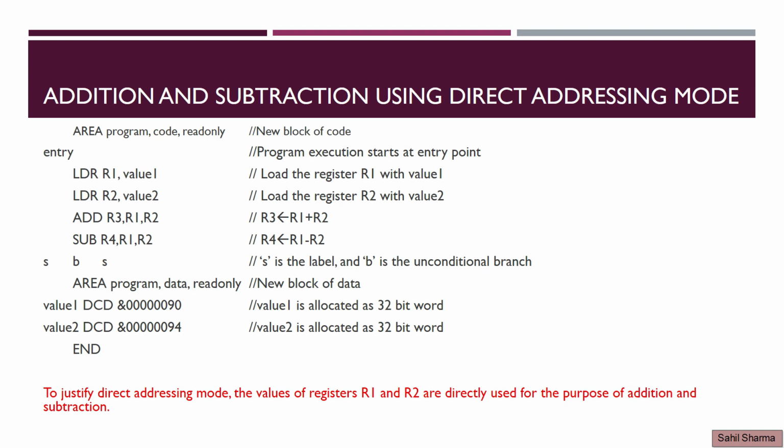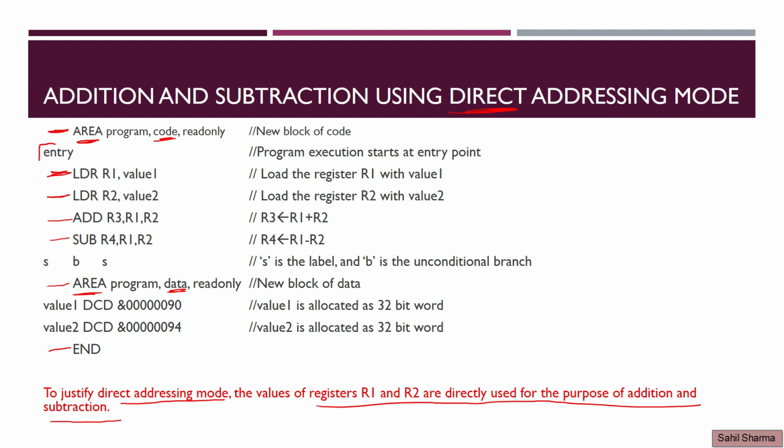The technique is by using direct addressing. So what does direct addressing mode mean? To justify the direct addressing mode, the values of registers R1 and R2 are directly used for the purpose of addition and subtraction. So we have two blocks here. The first block is the area code and the second block here is area data. Now the indentation matters here. So you would see that the space is constant at these places. So this is known as indentation.